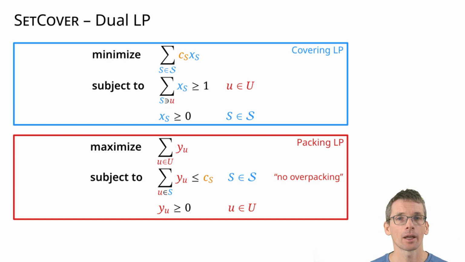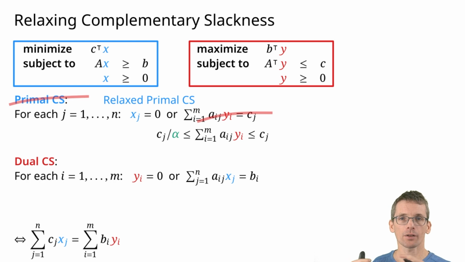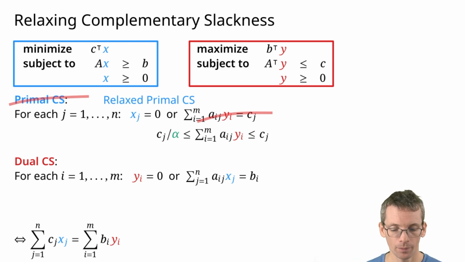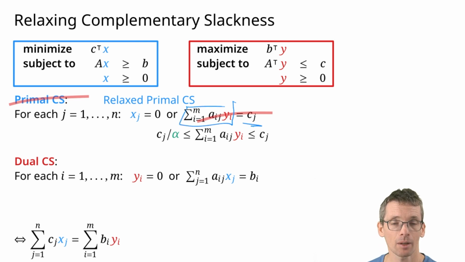To get an approximation algorithm, we are going to use a relaxed version of complementary slackness. So here you see complementary slackness. Let's first relax primal complementary slackness. Instead of asking for equality here, I now allow myself an error of a factor alpha. So instead of this sum necessarily being cj, it can also be smaller, but at most by a factor alpha. So this is relaxed primal complementary slackness.